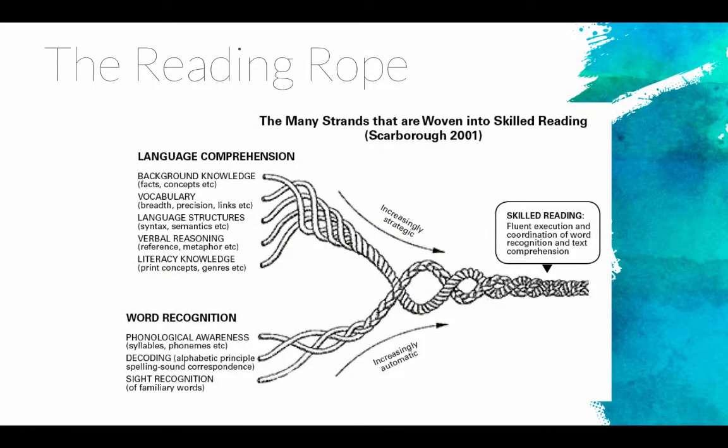Here, we see the simple view of reading in more detail. We see the many strands that make up language comprehension and word recognition, and that ultimately lead to skilled reading. Vocabulary is one of the strands of the language comprehension side of the rope. In this video, we will look at the vocabulary strand of the language comprehension part of the rope.